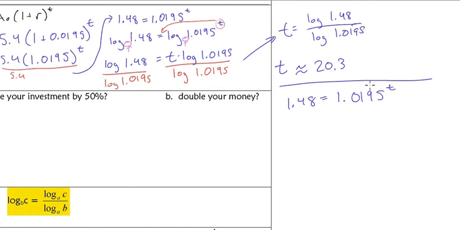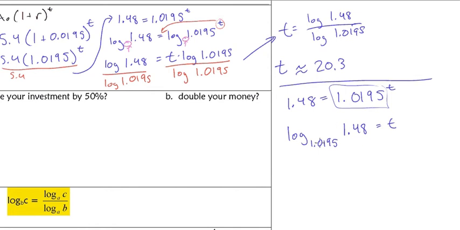So I'm going to have log base, well, what is the base up here? The base is 1.0195, so log base 1.0195 of 1.48 is equal to t, is equal to that exponent. Remember, logarithms help us solve for exponents, so equals t.